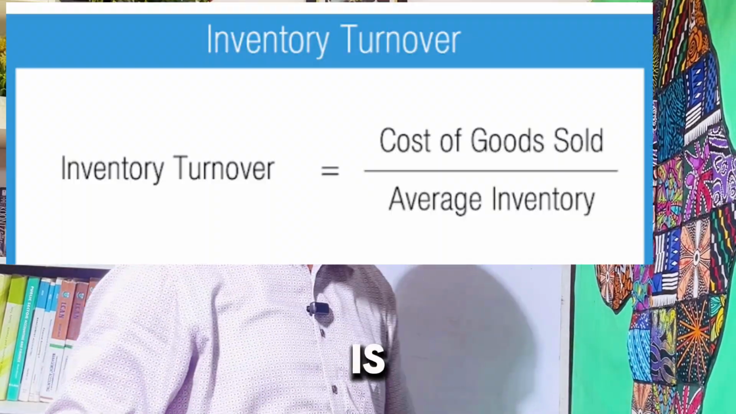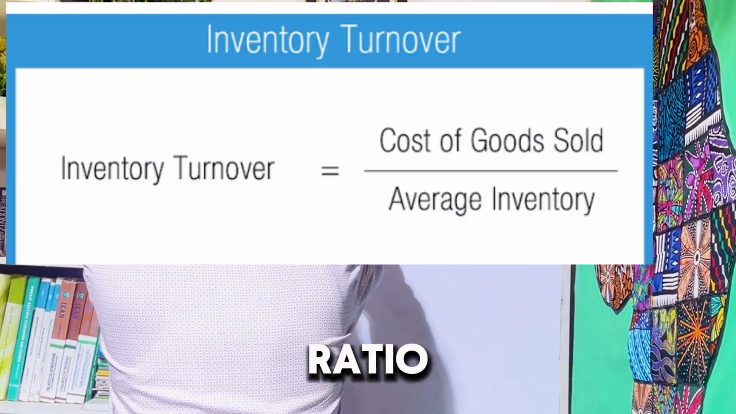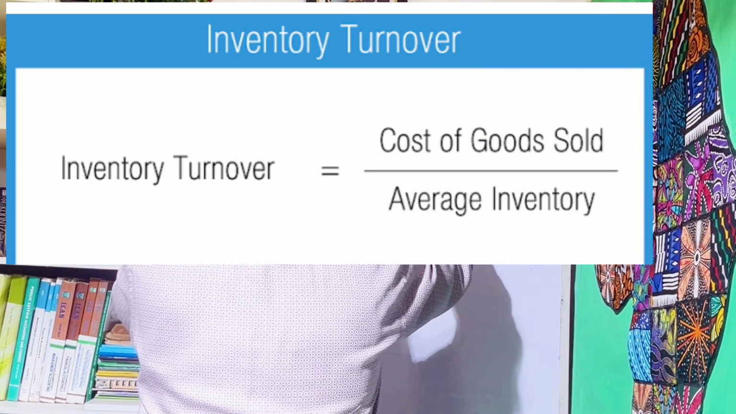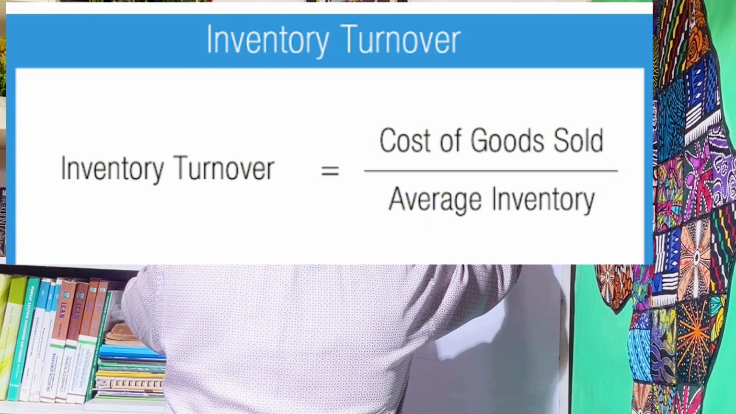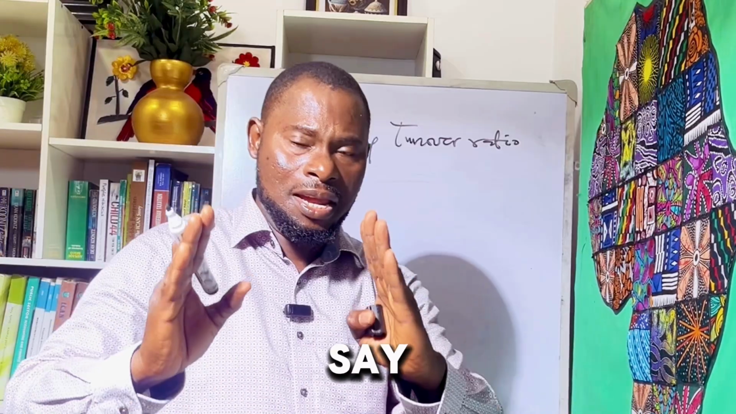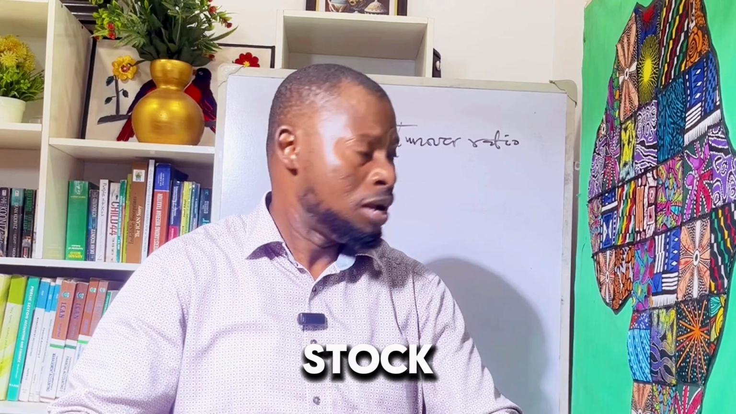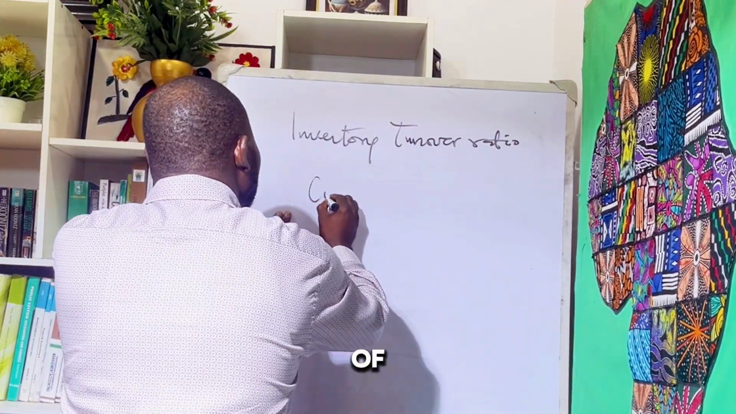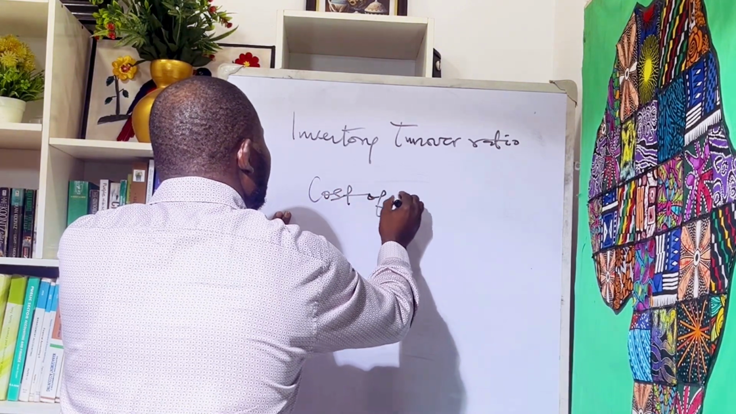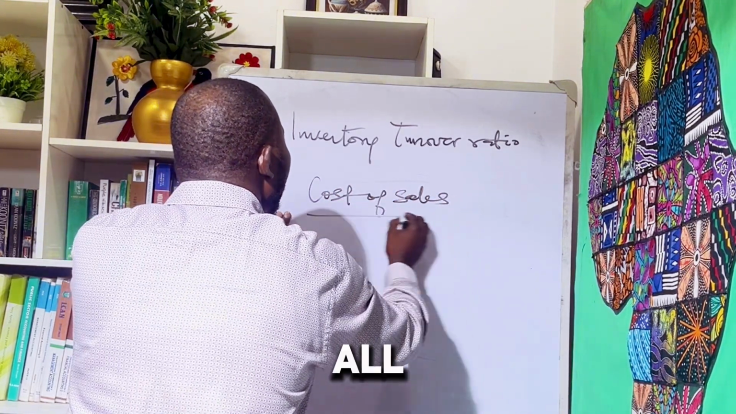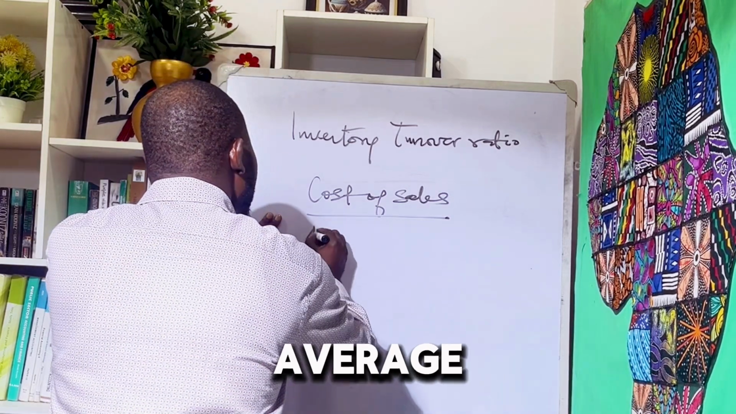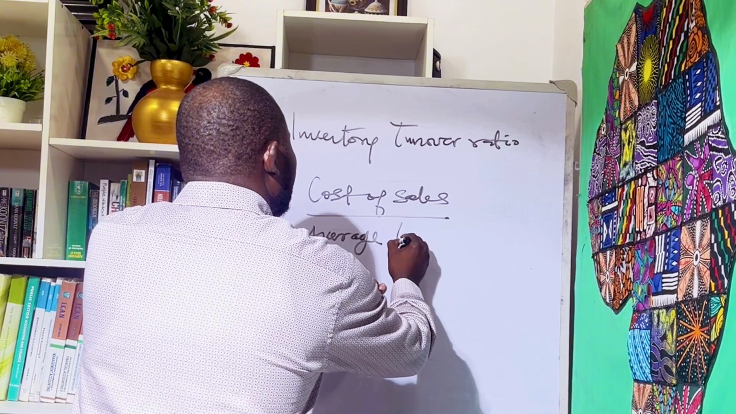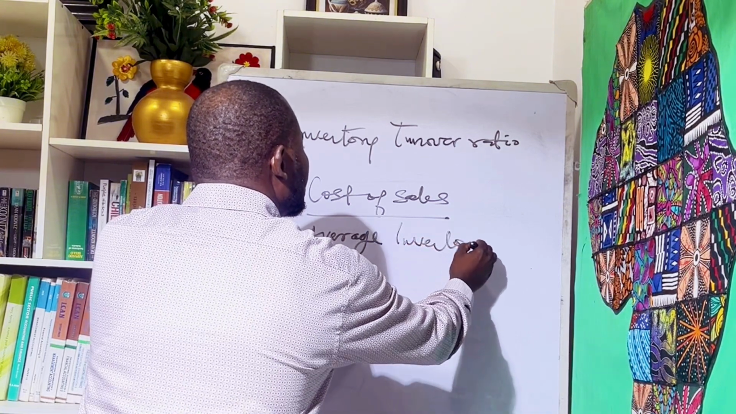And what I want us to look at is what we call the inventory turnover ratio. Now, when we say inventory, I always tell you inventory is stock. So for the inventory turnover ratio, we're looking at the cost of sales all over the average inventory. Average inventory. Good.